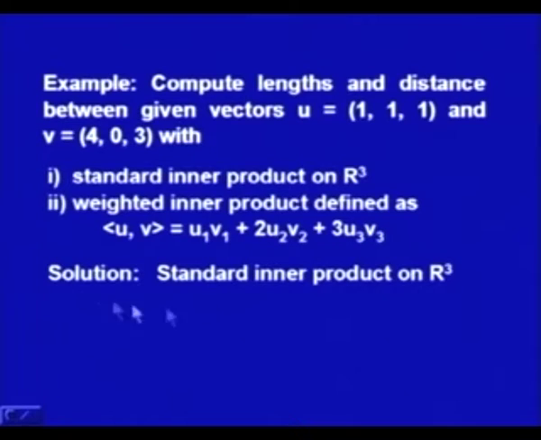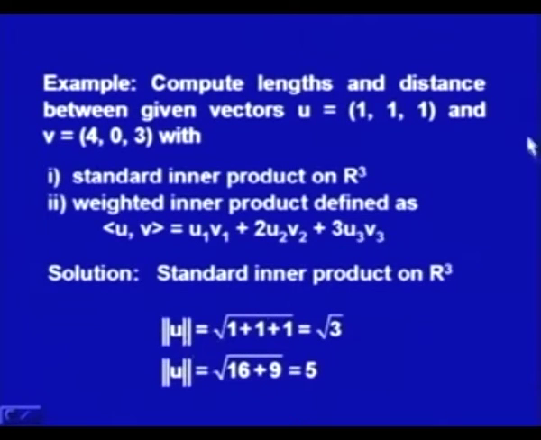So, we solve it. We start with the standard inner product on R3. First, we have to find the length. The length of the vector u, which is (1, 1, 1), is defined as the square root of the inner product of u with u. It is 1 plus 1 plus 1, so it comes out to be the square root of 3. For the other vector, (4, 0, 3), it is 16 plus 9, which comes out to be 5. So, this is the length of (4, 0, 3).